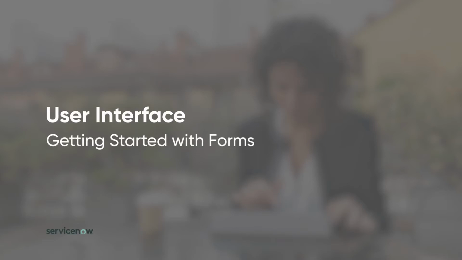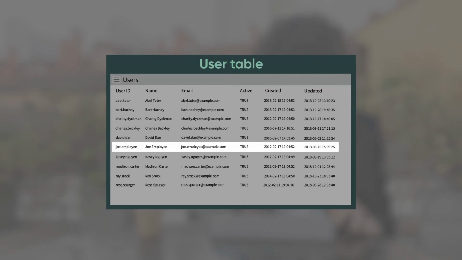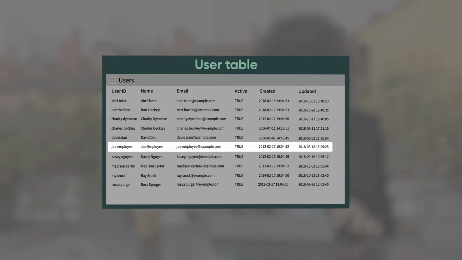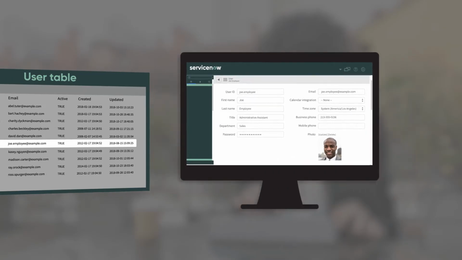This video demonstrates the features and functions of forms in the ServiceNow user interface, including form elements and form header options. Linked timecodes for these topics appear in the YouTube description for this video. A form displays information from one record in a data table. For example, here's Joe Employee's record from the user table.